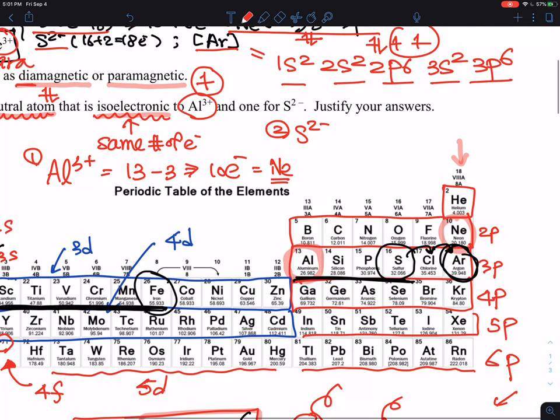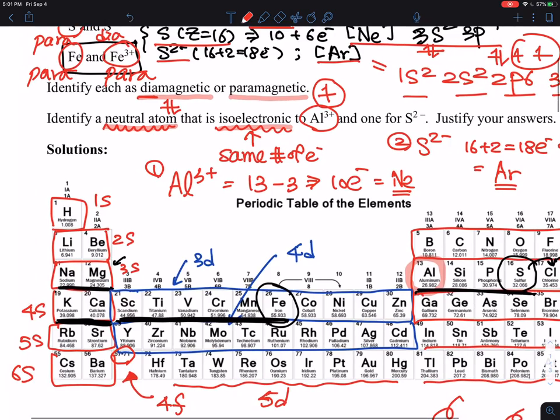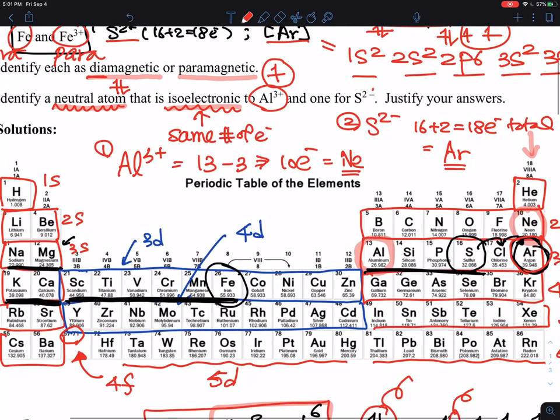The number 2, S2 minus. I saw that before. S is 16, and then you need to have a 2 minus, so 2 more electrons, 18 electrons total. That is the same as argon here. So therefore this is argon. Okay, so that's the neutral atom that is isoelectronic to S2 minus.